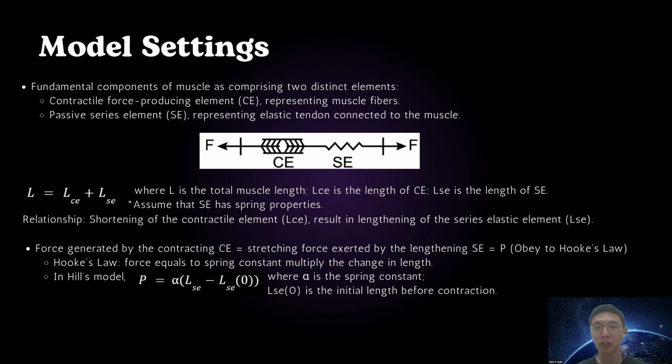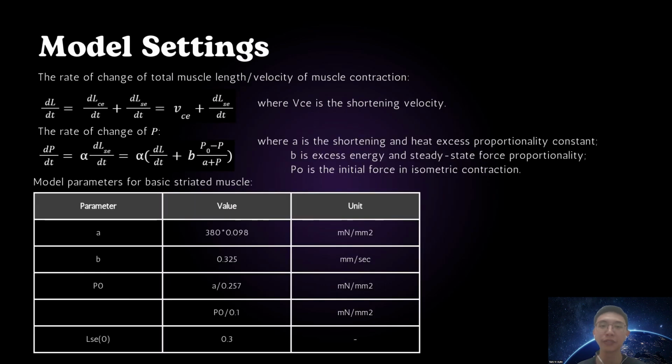Secondly, the force generated by the contracting CE equals the stretching force exerted by the lengthening SE, represented here by the unknown P. Since SE has spring properties, it obeys Hooke's law, where force equals the spring constant multiplied by the change in length. It is represented here as force P equals spring constant alpha times the difference between the length of SE and the initial length of SE before the contraction. Also, we have the rate of change of total muscle length and the rate of change of P as shown in this slide.